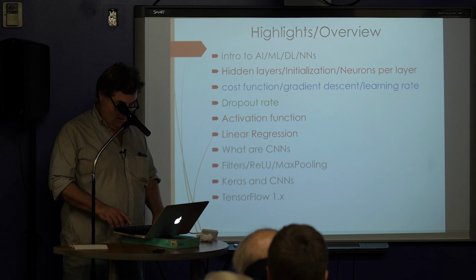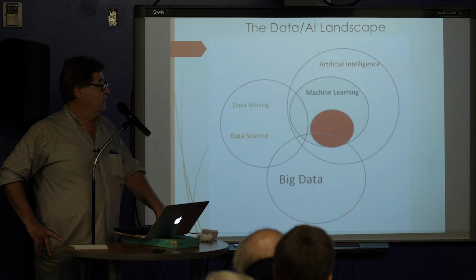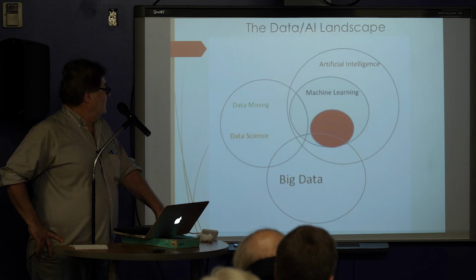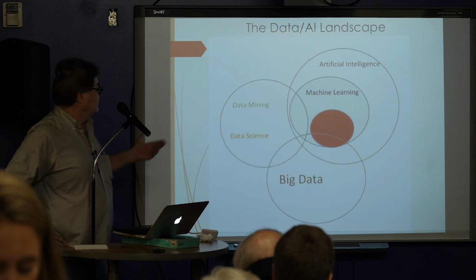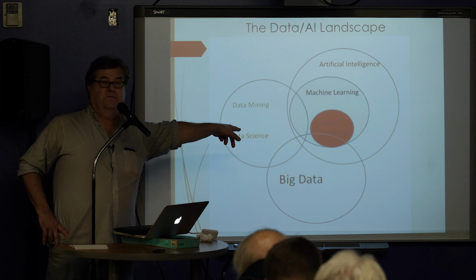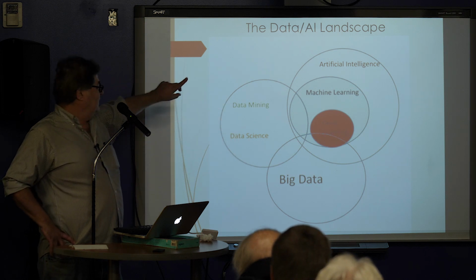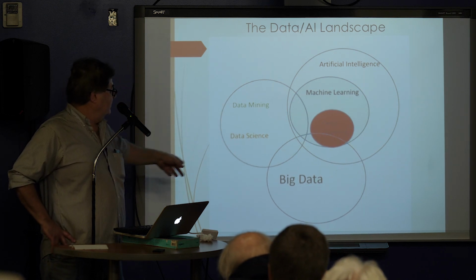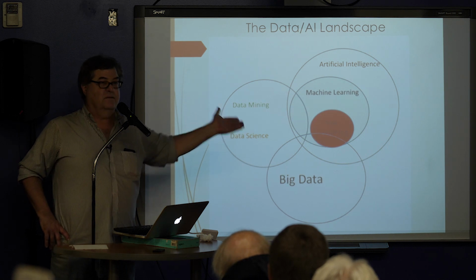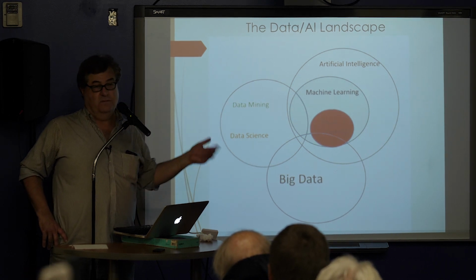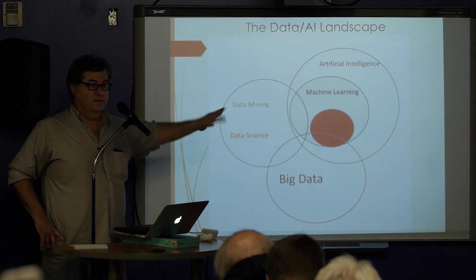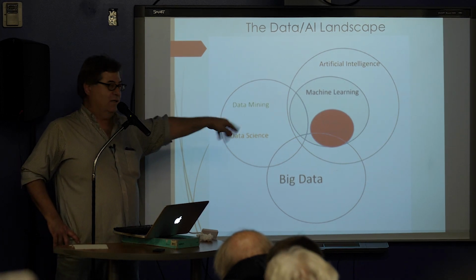I'm going to start with this slide because it's a little bit out of date, but we're going to look at parts of the red dot. So there's data mining, data science, big data. Now, data science does overlap with deep learning because you can use Keras and TensorFlow in R and RStudio, so the slide should be updated a little bit.